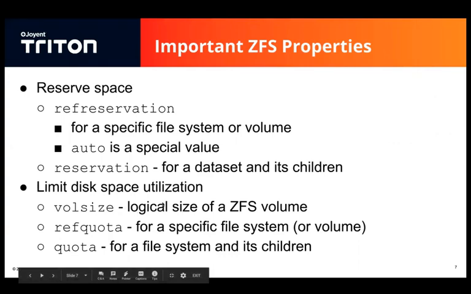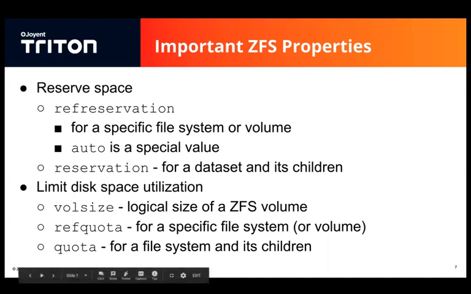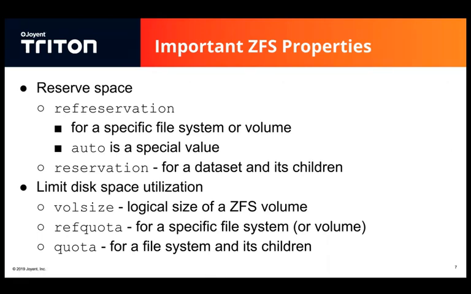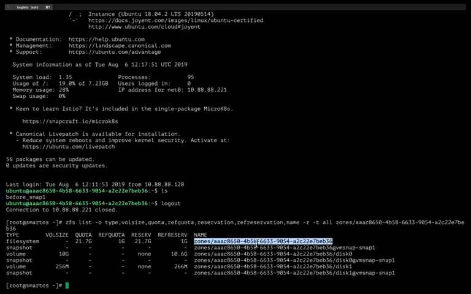So vol size is the logical size of the ZFS volume. This is the amount of space that the guest will see. Ref quota, which I haven't talked about yet, is for a specific file system or volume. We don't really set it on volumes because vol size already does what we need it to do. But in the case of the file system here that the zone is in, we set ref quota to be 1 gig, which matches the ref reservation. Essentially, we're saying you're promised to be able to write a gig of data into this file system, but you can write no more than 1 gig of data into that file system.